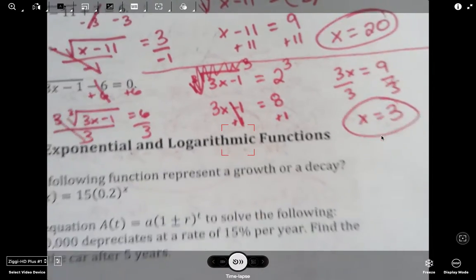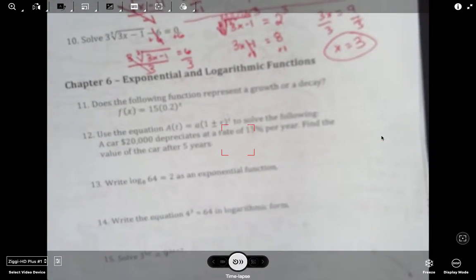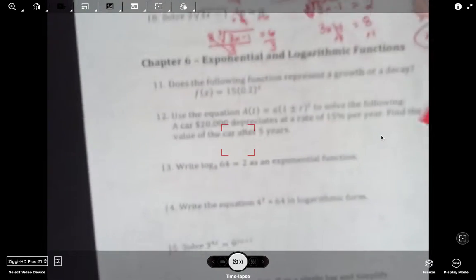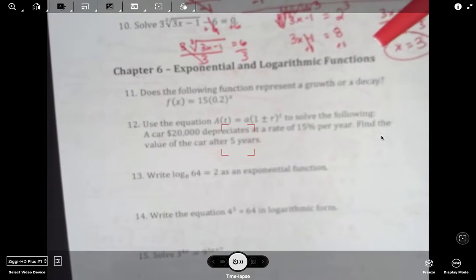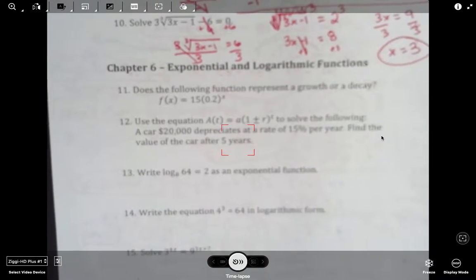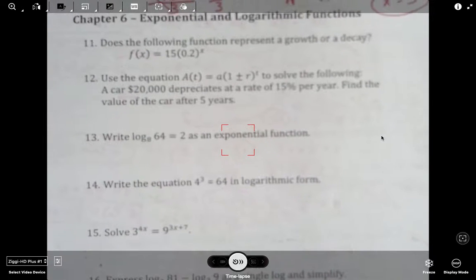Last section, chapter 6 is it. Exponential and log functions. We've just got one section left. 10 problems. These 20 questions are going to go fast, I think. Kind of nervous, but I think they're going to go fast.